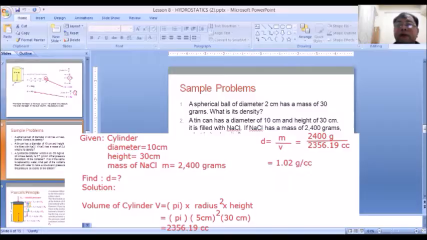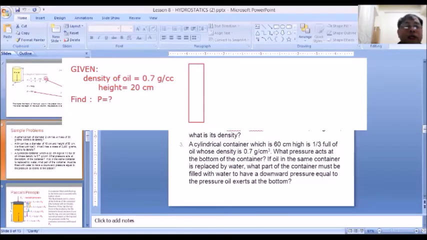So again, this is our number 3 given. We are given a liquid that is oil. Oil is lighter than water, so it has a density of merely 0.7. The container is only 1/3 full. So maybe the height of the oil is only 1/3 of the dimension. This must be your oil here, only around 20 centimeter in height. But this is your container, and the entire container is 60 centimeters high.